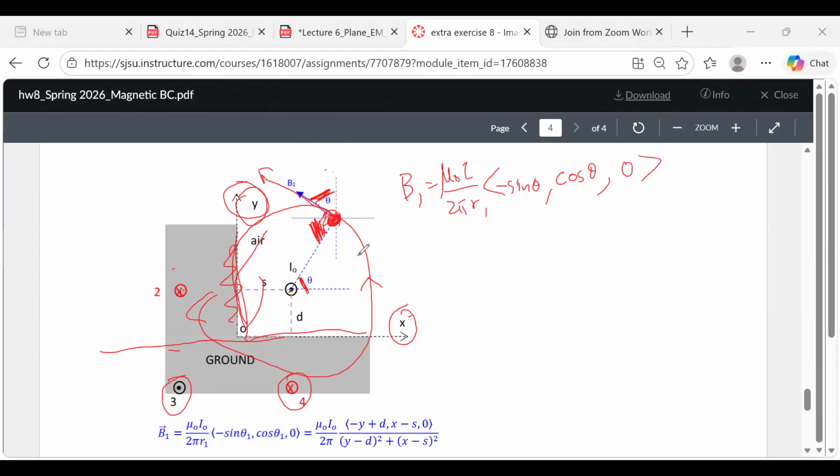That's it. And then you go to this triangle and say, what is cosine? It's this little distance. What is that little distance again? It's the whole thing, X minus S. So cosine is X minus S over R1. Sine is this. What is this? The whole thing is Y minus D. Once you have the first one, you can figure out the rest. So you have B1, B2, B3, B4: 4 wires, 1 wire and 3 images.